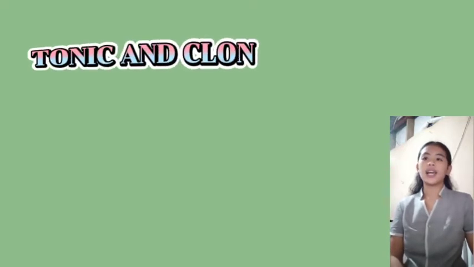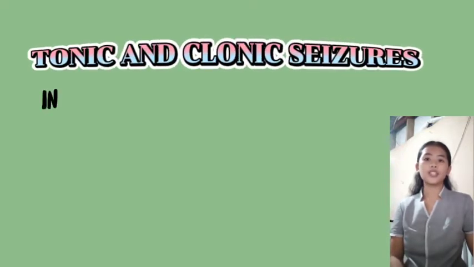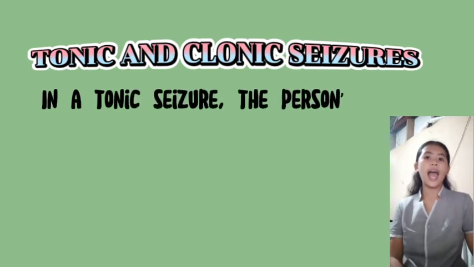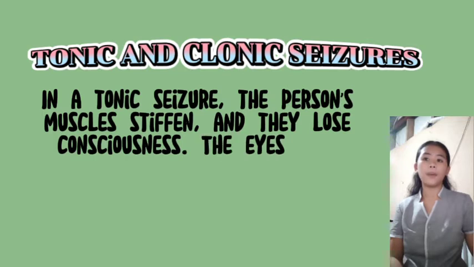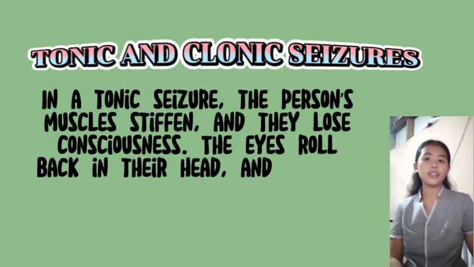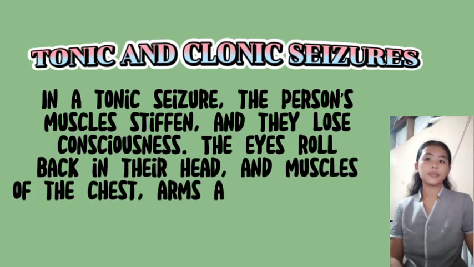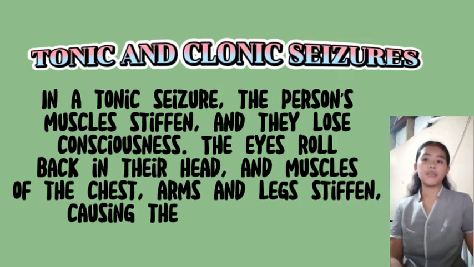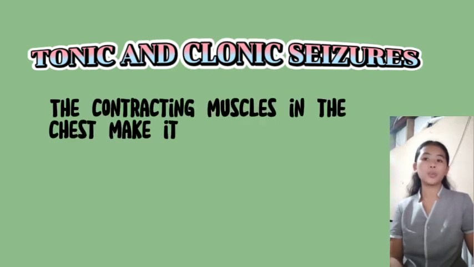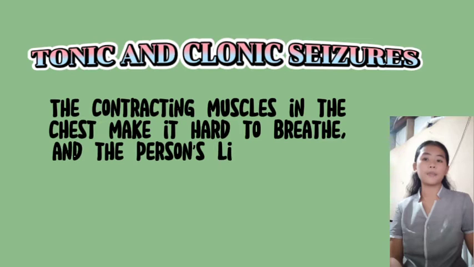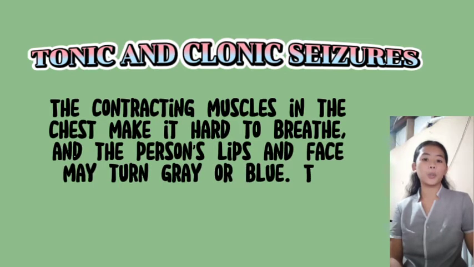Last, the tonic and clonic seizures. In a tonic seizure, a person's muscles stiffen and they lose consciousness. The eyes roll back in their head and the muscles of the chest, arms and legs stiffen, causing the back to arch. The contracting muscles in the chest make it hard to breathe, and the person's lips and face may turn gray or blue.